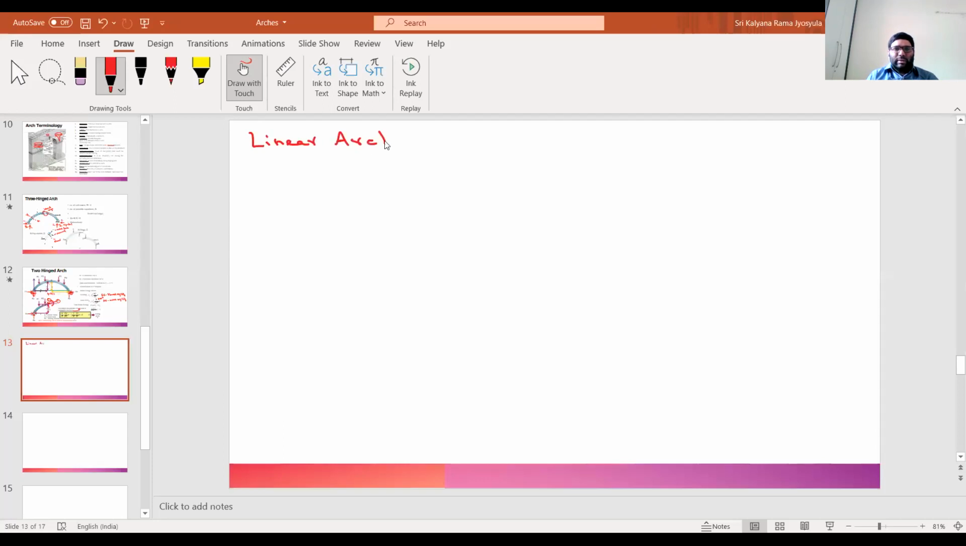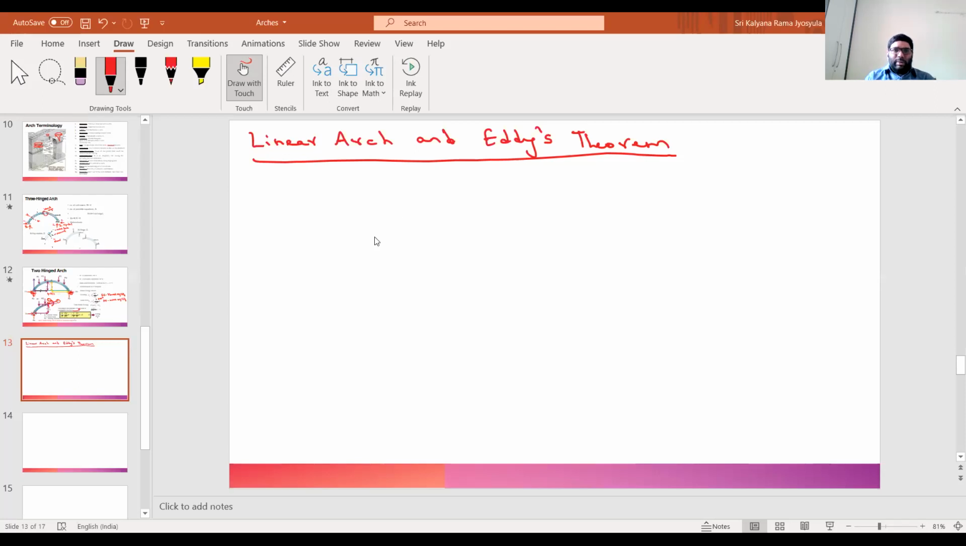linear arch and Eddy's theorem. Okay, linear arch and Eddy's theorem. This is one of the very important concepts for us to understand, to visualize and think what exactly we are trying to do with the arch.